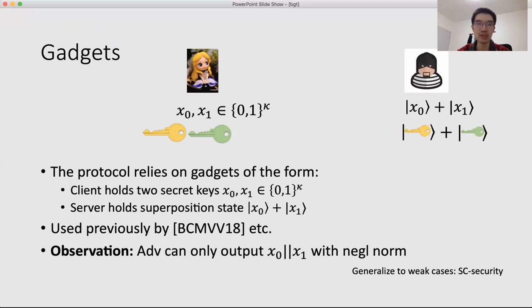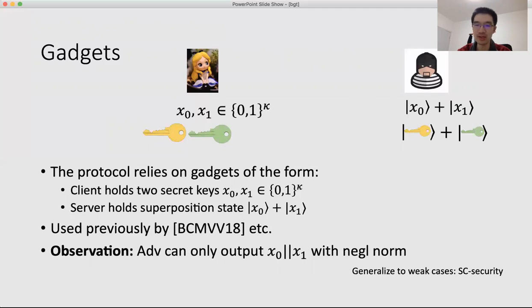So our protocol will use gadgets in the following form. The client will hold two different strings as the keys, and the server will hold the superposition of these two strings as a gadget. This is used previously in this paper, so it's not part of our innovation. Our observation is that the adversary, holding only the gadget, can only output both keys with negligible norm.